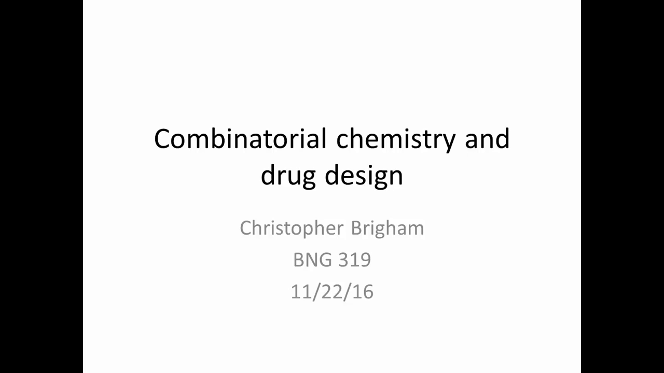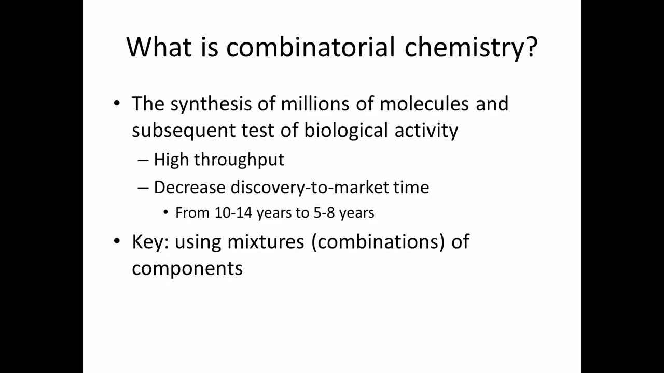So let's see. What is combinatorial chemistry? We've talked about drug discovery. We've touched upon combinatorial chemistry in a way. It is the synthesis of millions of molecules. So we can synthesize both in silico and actually in the lab millions of different molecules based on chemical reaction mechanisms that we've studied and test their biological activity, how they are as drugs, either enzyme inhibitors, agonists, antagonists, DNA intercalators, you name it. This combinatorial chemistry is often high throughput, so usually we're using robots to do a whole bunch of different combinations. And this allows us to decrease the discovery to market time.